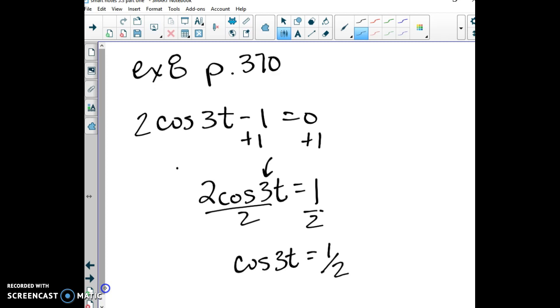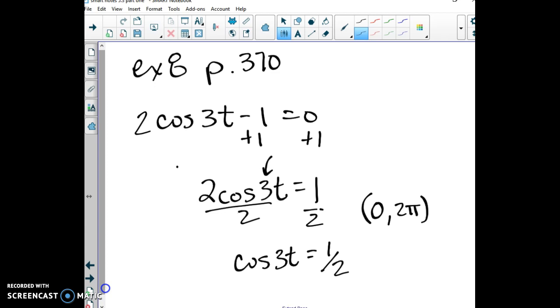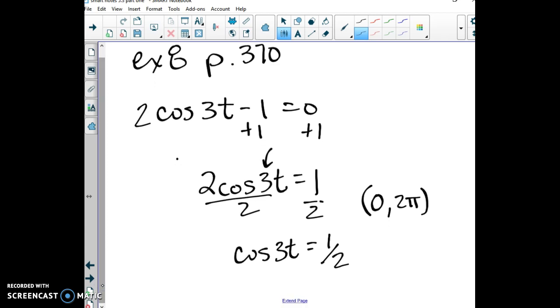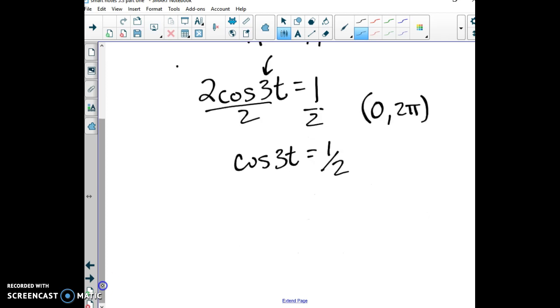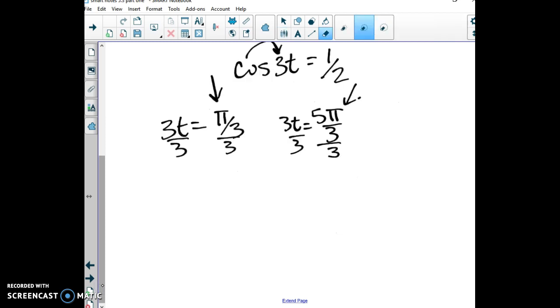So the next thing we're going to do, on the interval from 0 to 2 pi, you know that 3t, we know that the cosine is 1/2 at pi thirds, and 3t equals 5 pi thirds. What we're saying right now is the cosine of some angle is 1/2 at pi thirds and 5 pi thirds.